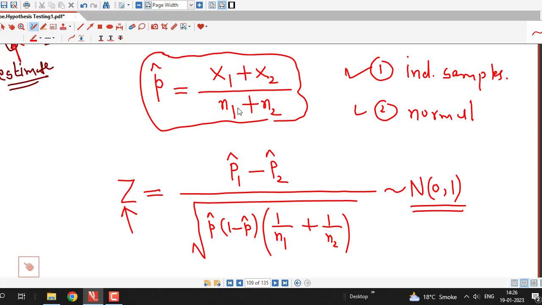So this is the test statistic for testing the hypothesis on the difference between two population proportions, and using this test statistic we will discuss problems related to this in upcoming lectures.